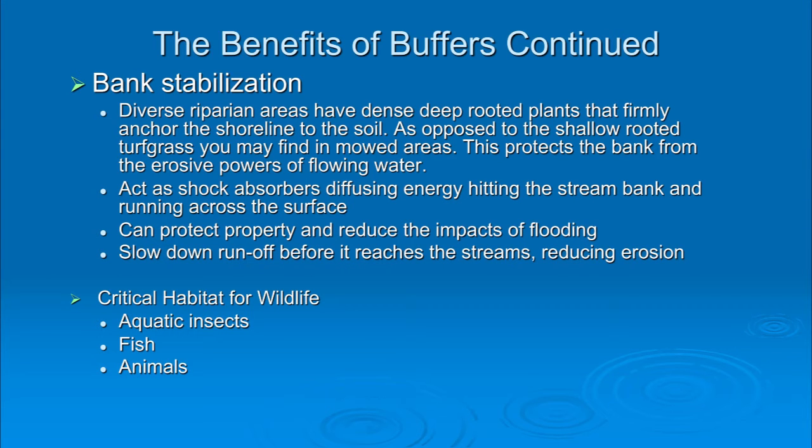Buffers are great for protecting banks and bank stabilization. If you have a diverse riparian area, as opposed to just a monoculture of grass, you have deep-rooted plants that firmly anchor the shoreline into soil. This protects the bank from the erosive power of flowing water. They act as shock absorbers, again diffusing the energy that's hitting the stream bank and running across the surface. And they can protect property and reduce the impacts of flooding, as I mentioned.